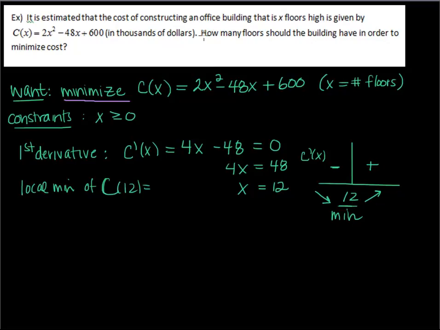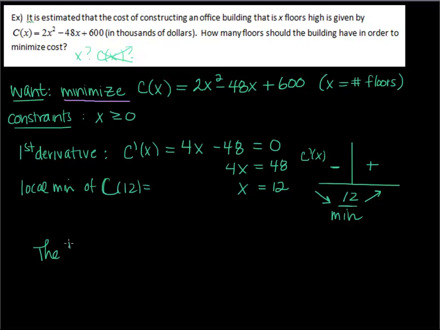What is this question asking? How many floors should the building have in order to minimize costs? So what is it asking for? Is it asking for x, or is it asking for the cost to build x floors? Well, it's asking for how many floors. So I don't need the cost, all I need is the x value. So I don't even need to go through this step because it's not asking me what the actual minimum cost is. So my final answer, again, look at how many floors should the building have in order to minimize cost.